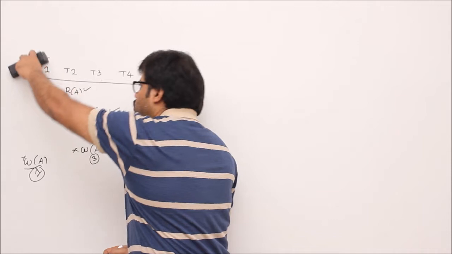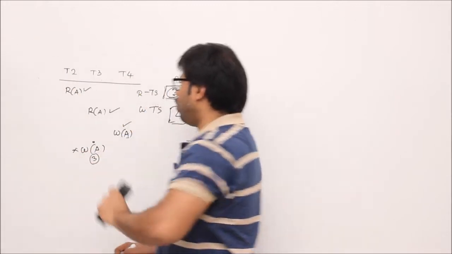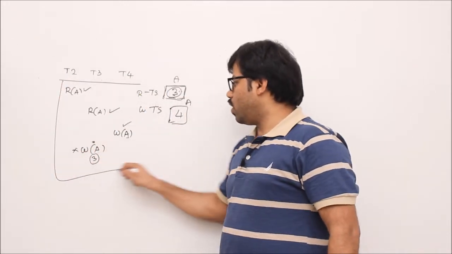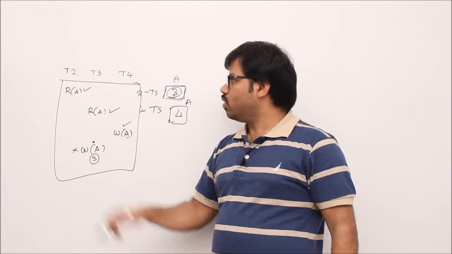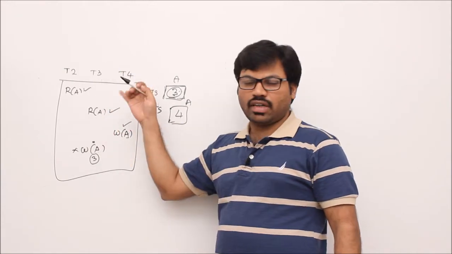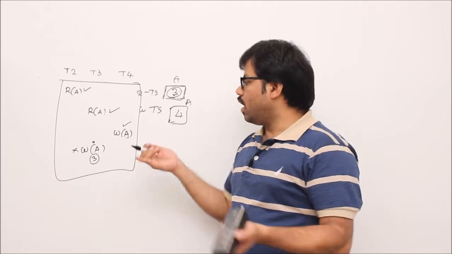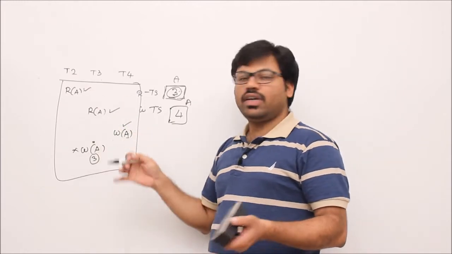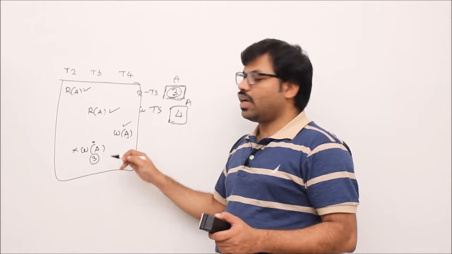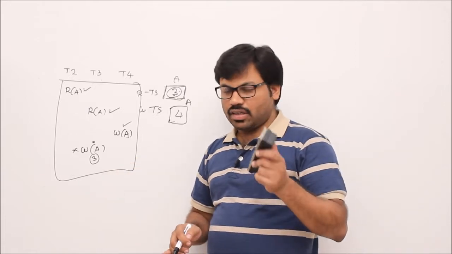And in the absence of this T1, the question is whether this schedule is allowed under basic timestamp. No. So we got some transaction cancelled, right? Second, is it allowed under the Thomas Write rule? Absolutely. So far up to this point it was allowed, correct? So in that way you can understand the Thomas Write rule.